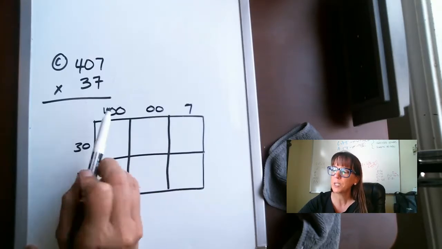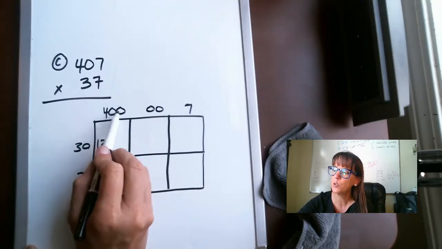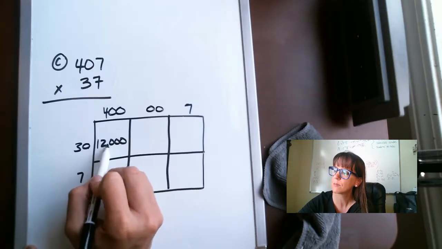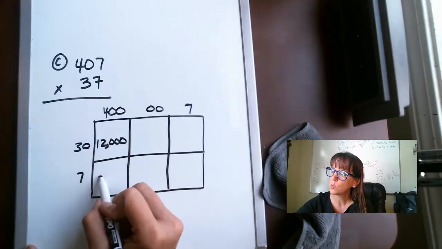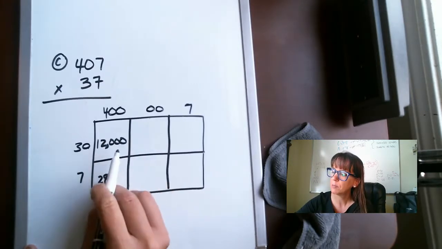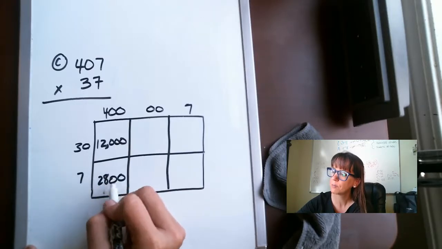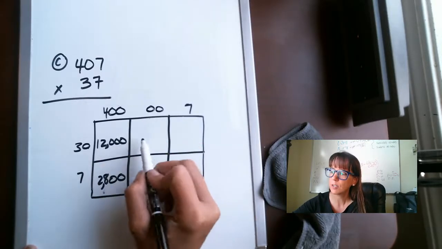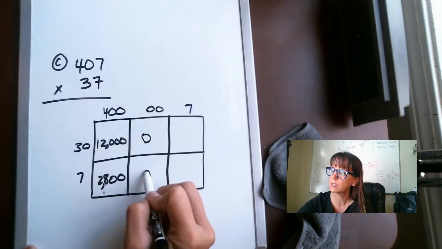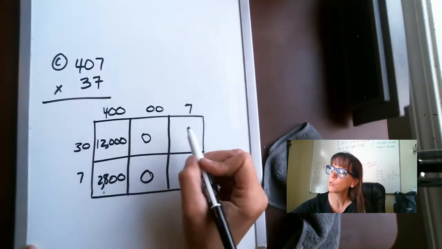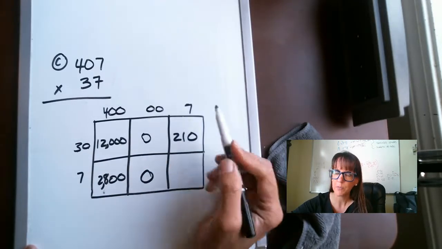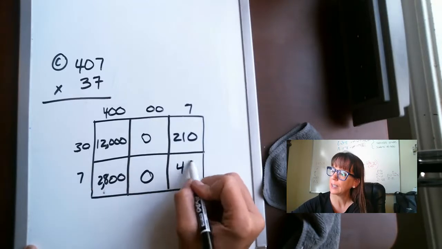Over here, I've got 3 times 4 is 12 times 1, 2, 3 zeros. 7 times 4 is 28, with 2 zeros. 0 times 30 is 0. 0 times 7 is 0. 7 times 3 is 21 with a 0. 7 times 7 is 49.